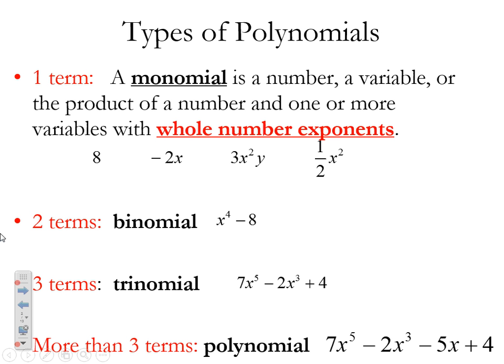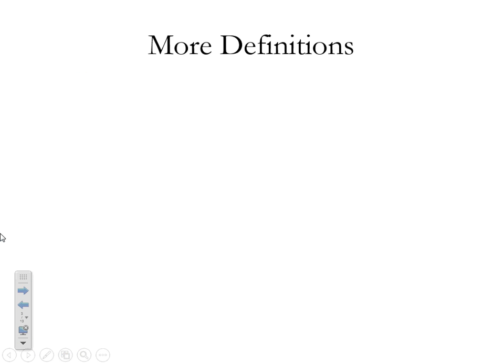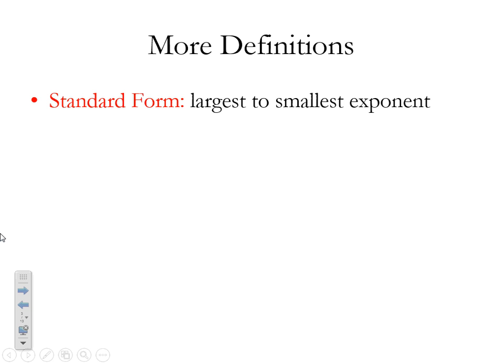And then we have more than three terms, which is called a polynomial. So like this one is 3x to the 5th minus 2x cubed minus 5x plus 4. So it has to have more than three terms. All right, moving on. A few more definitions.